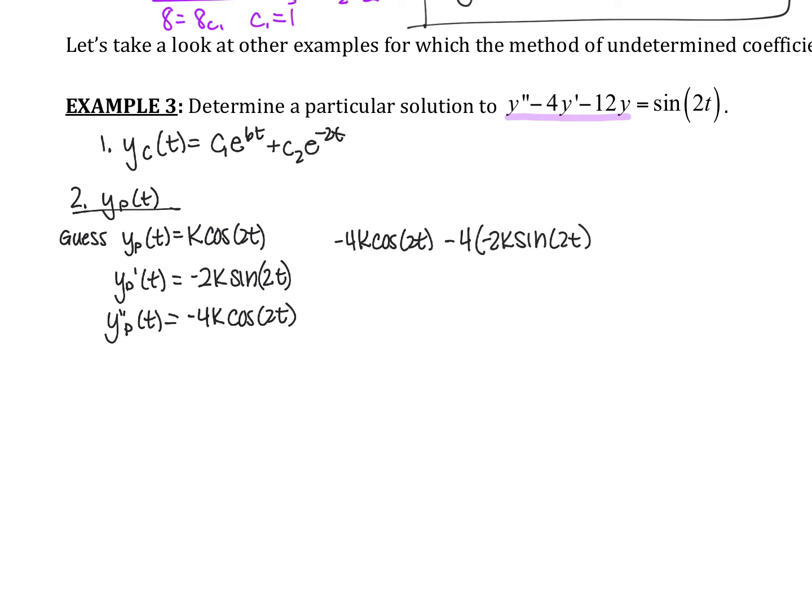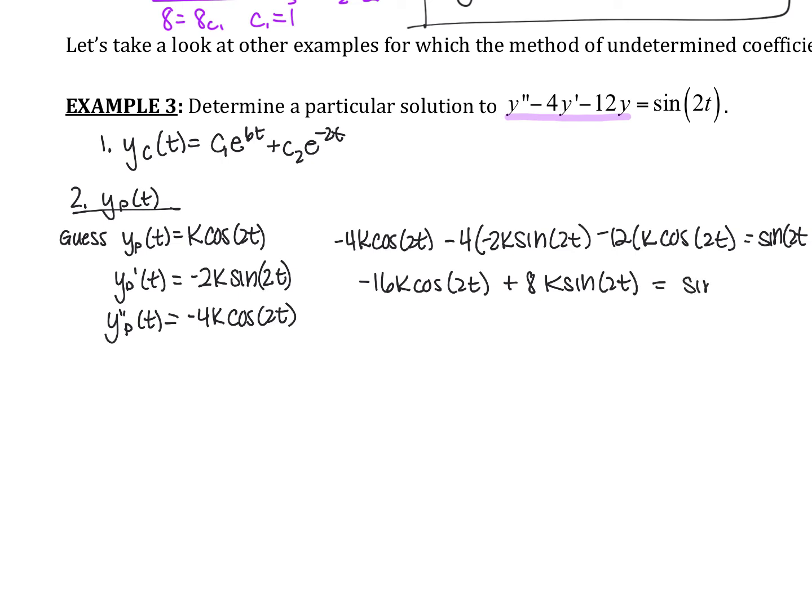We're substituting this in. It's taking me longer than it should. Okay, what happens? Well, we get down to this point where we can combine like terms, and I have negative 16k cosine 2t plus 8k sine 2t. Oops, that says sine, I can read. Just a second. And this is supposed to equal sine of 2t.